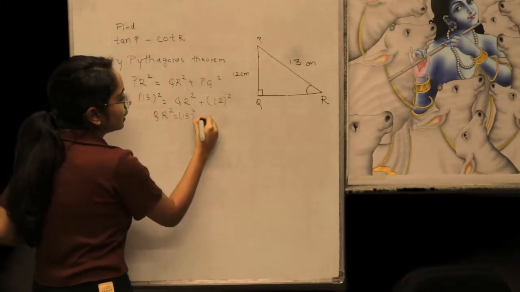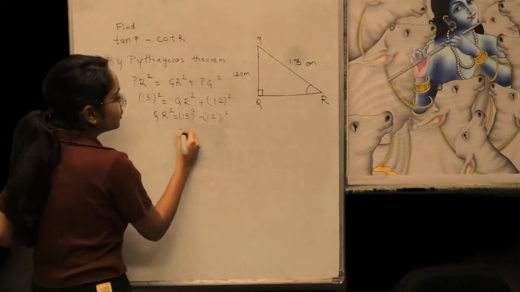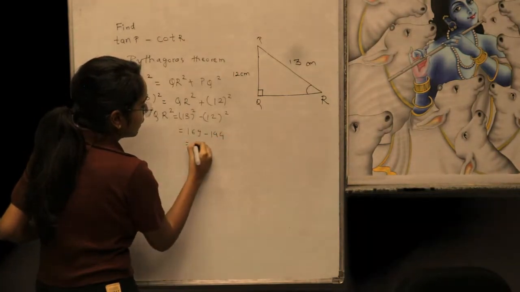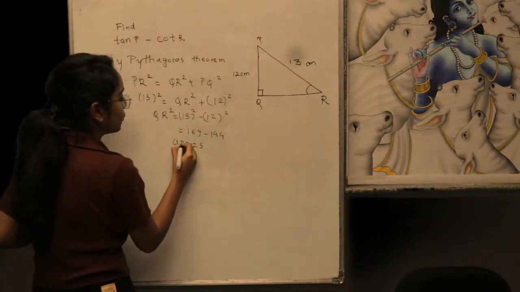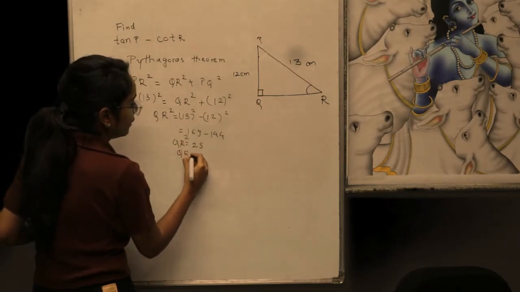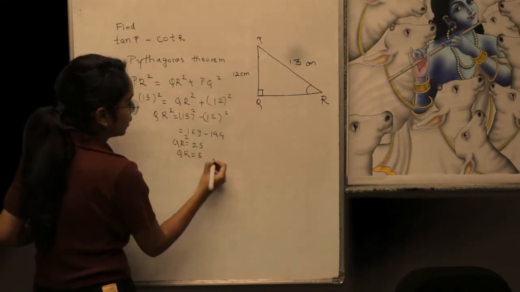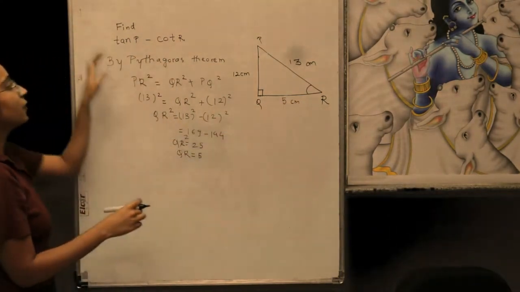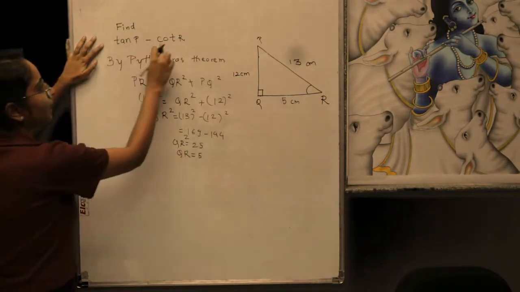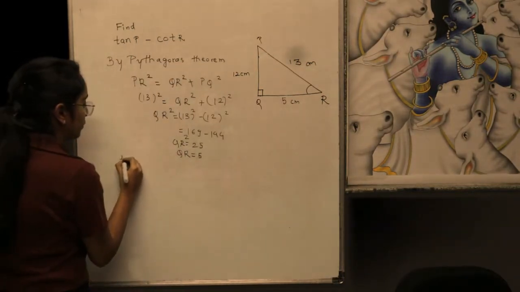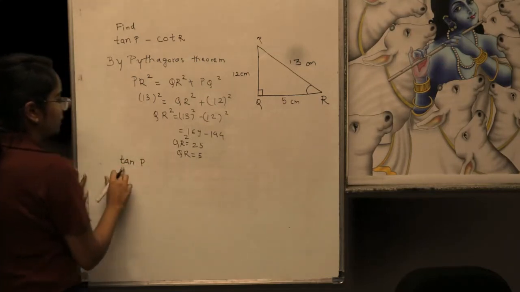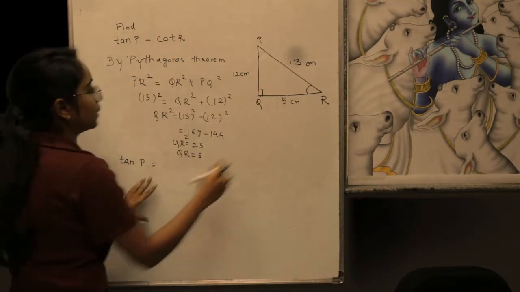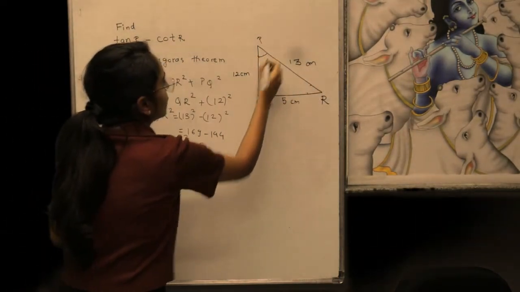Thus we will obtain the value of QR, so QR square comes to be 25. We have to get the value of QR, which is square root of 25, which comes to be 5. So now we know all the sides of the right angle triangle. Now we can find the value of tan P and cot R from that. As we know tan of any angle, we have the formula, which is first we have to consider the angle at P.